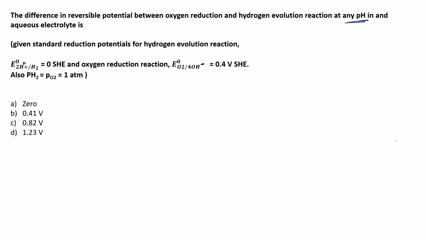Okay. And for the oxygen reduction reaction, E naught for O2 giving you 4OH minus has got 0.4 volt. And also the partial pressure of H2 and partial pressure of O2 is 1 atm. So what is the value? Okay. So what is this potential between oxygen reduction and hydrogen evolution reaction? So what is basically the potential for this complete reaction?